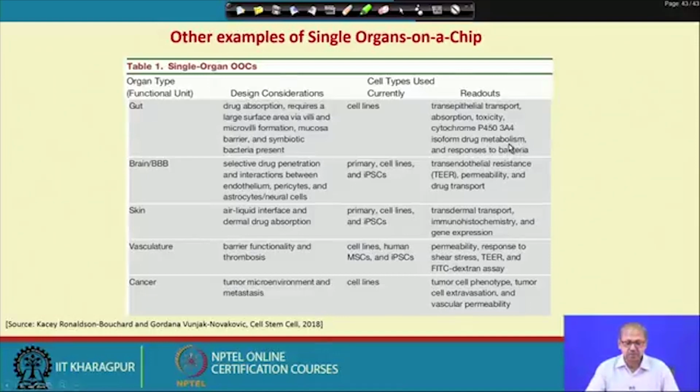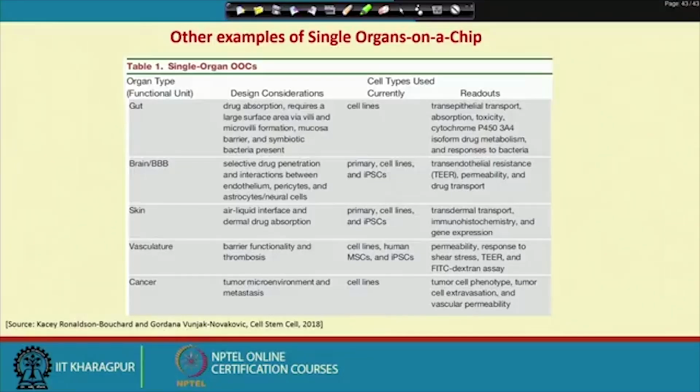In the same way, for the blood brain barrier, the readouts are transendothelial resistance, permeability and drug transport. For the skin, transdermal transport and gene expression. For vasculature, permeability, response to shear stress and transendothelial resistance. And for the tumor, a lot of things we have already discussed to some extent in our earlier lecture, and for the tumor model, metastasis and how cells extravasate from one place to another.